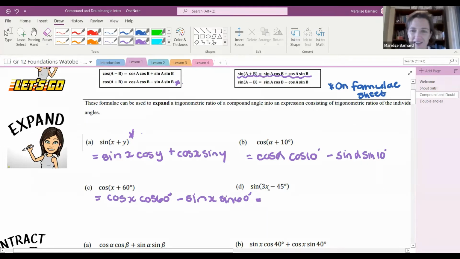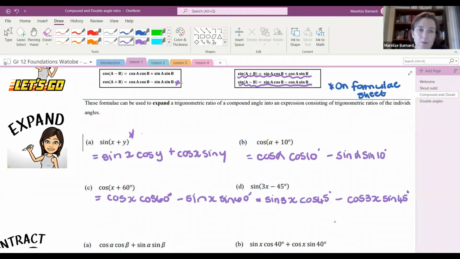Excellent. So sine 3x minus 45, we are going to use this identity, sine A minus B, and we're going to write sine 3x cos 45 minus cos 3x sine 45. Okay, so now what we notice here is that we in fact have a special angle, 45. So if we have a special angle, we need to use our special angle ratios to simplify that further.